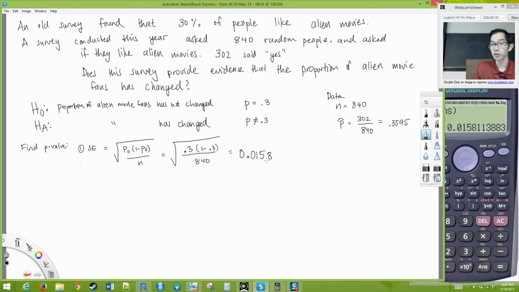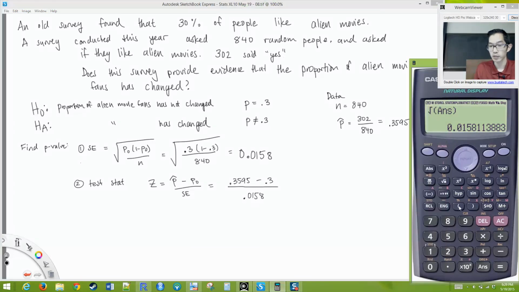What is the next step I do? The test statistic. So my test statistic is z equal to p hat minus p0 divided by the standard error. You should have this in your notes. So what do I put in here? What is my p hat? 0.3595 minus, what's p0? 0.3, divided by, what's my standard error? 0.0158. I'm going to punch that into my calculator: 0.3595 minus 0.3, close parentheses, and I already have 0.0158 in my calculator, so I'm just going to say divide by the answer. And I get a z-score of 3.76.